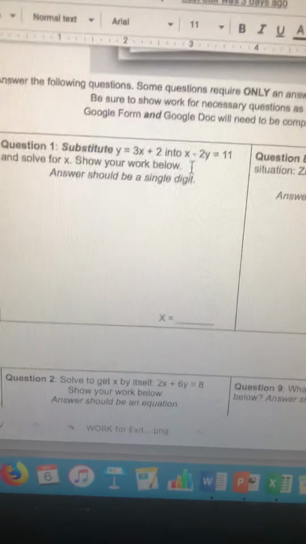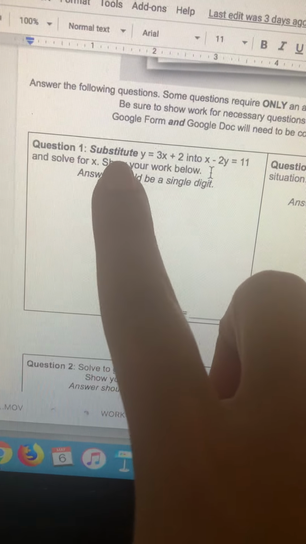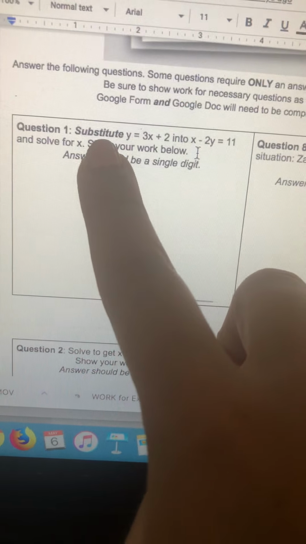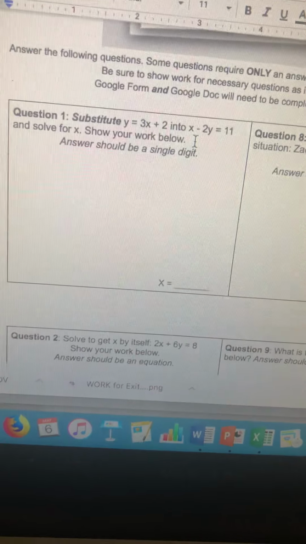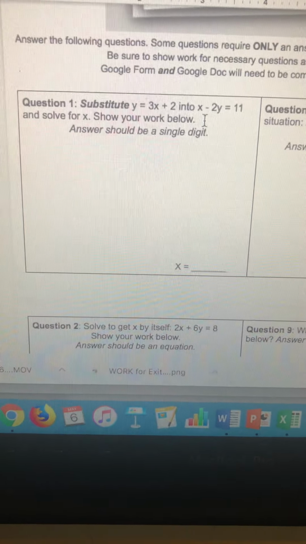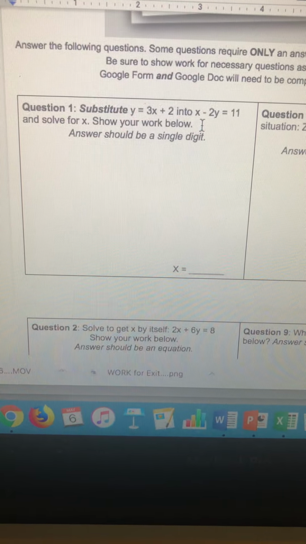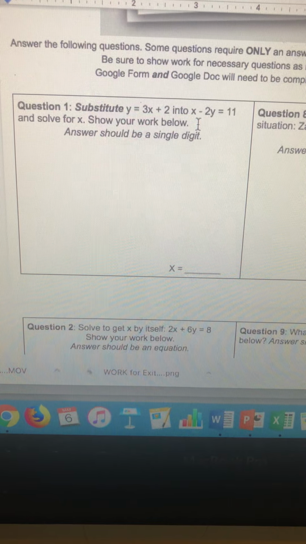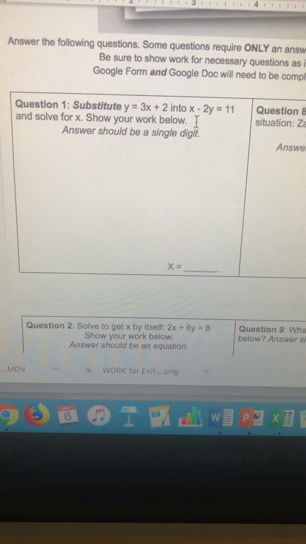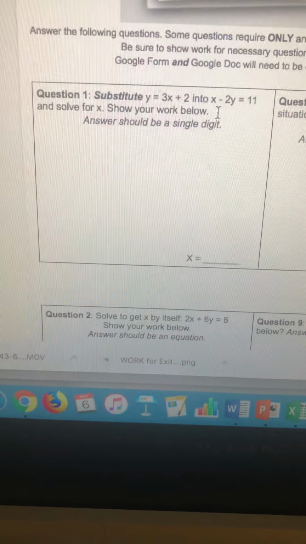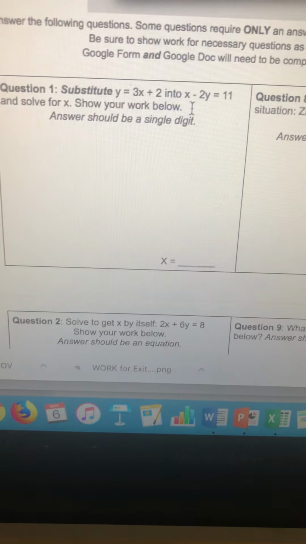For every question, I bolded the method that they want you to use, and I also gave you a hint as far as what your answer should be. Question 1 says substitute y equals 3x plus 2 into x minus 2y equals 11 and solve for x. Show your work, answer should be a single digit. I'm not going to do this exact question, but I made one similar.